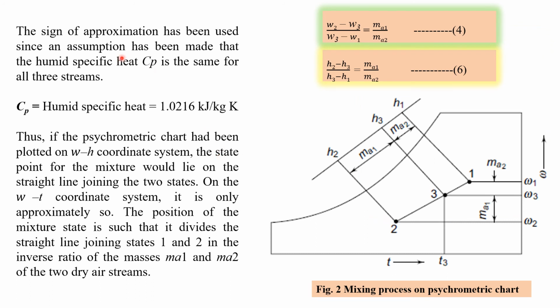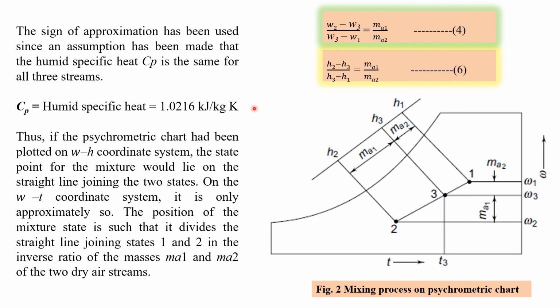In the expression for the temperature of the mixture, the sign of approximation has been used since an assumption has been made that the humid specific heat Cp is the same for all three streams, and Cp is given as 1.0216 kilojoules per kg Kelvin.